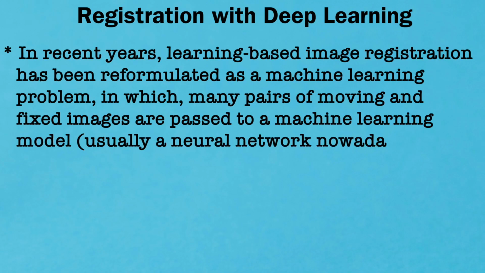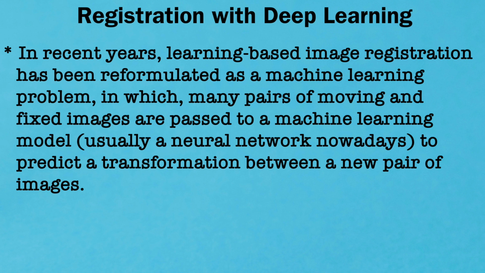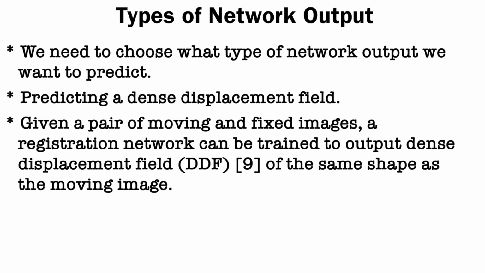In recent years, learning-based image registration has been reformulated as a machine learning problem in which many pairs of moving and fixed images are passed to a machine learning model, usually a neural network. Nowadays we are using the neural network mostly to predict a transformation between a new pair of images. Now, what are the types of network output? So, we need to choose what type of network output we want to predict.